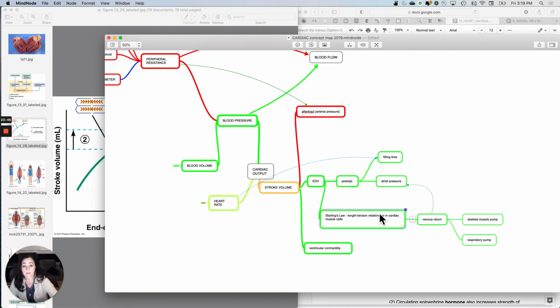Okay, so the thing I want you to see before I end this particular video, and we'll come back to this right after, is that filling time and atrial pressure both impact preload, which impacts EDV, okay? But Starling's law actually is the length-tension relationship in cardiac muscle cells. That also impacts EDV. Venous return actually impacts both of them, okay? And then the one that we're going to do next is ventricular contractility, the last way to impact stroke volume.